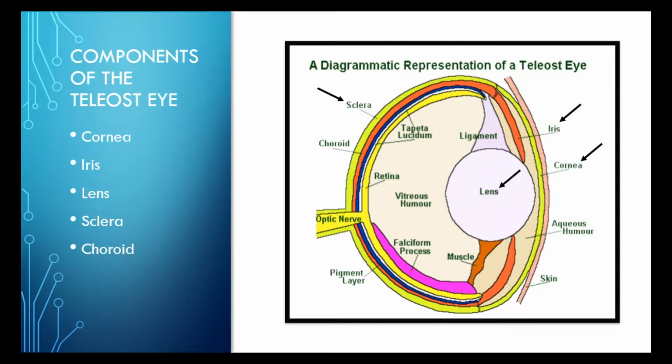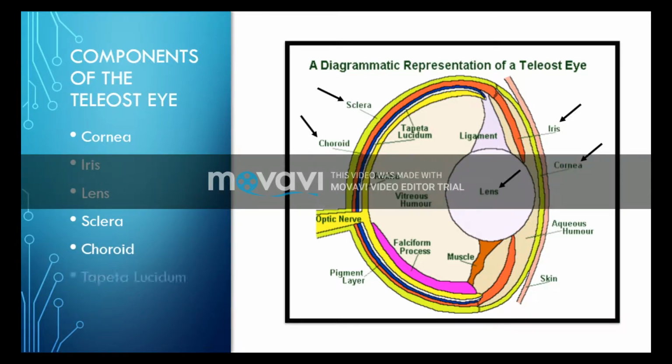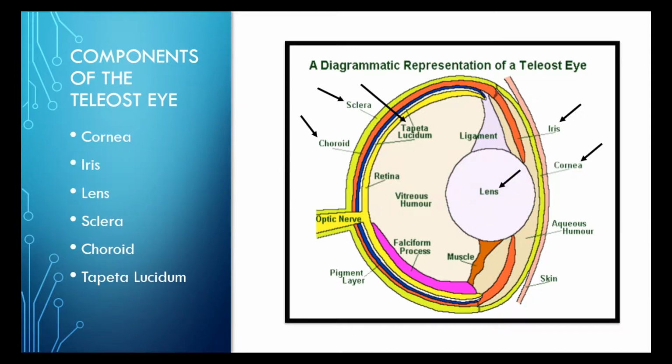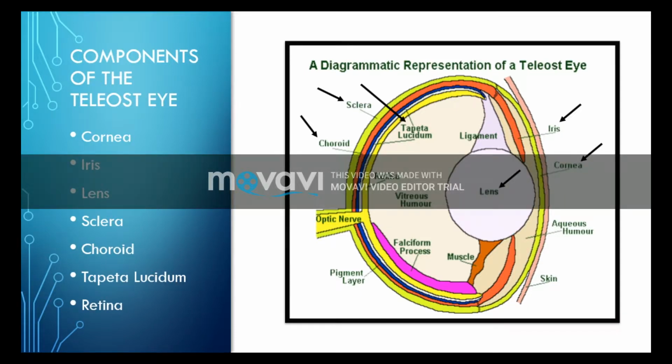The choroid and tapetum lucida sometimes work together to reflect light through the retina back into the inner layer of the retina. This can be seen in many organisms, as it is characterized by a reflective shine in the eye when it comes to light. Finally, the retina.